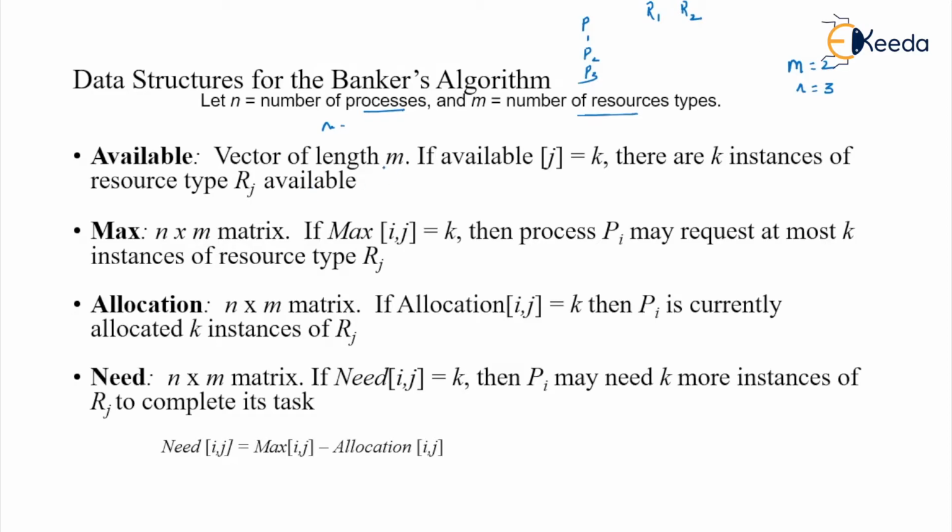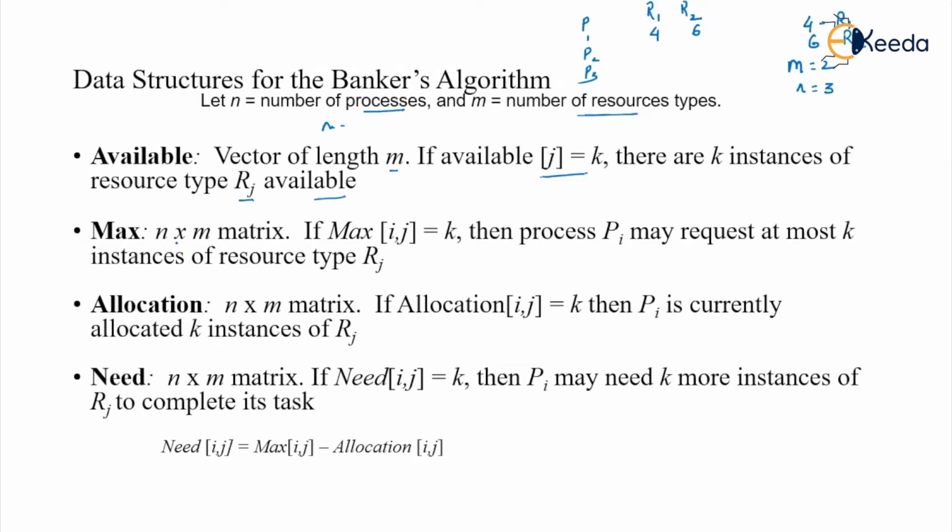Available is a vector of length m. If Available[j] is equal to k, then k instances of resource type Rj are available. So suppose the vector has length m equal to 2, and suppose it is 4 6. That vector 4 6 describes that 4 instances of resource type R1 are available and 6 instances of resource type R2 are available.